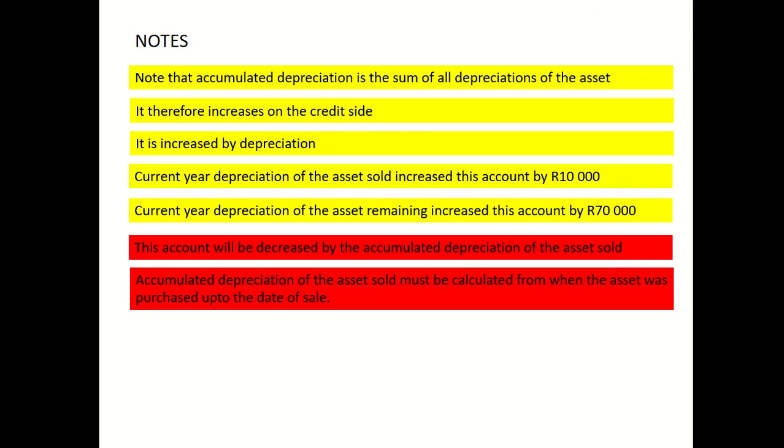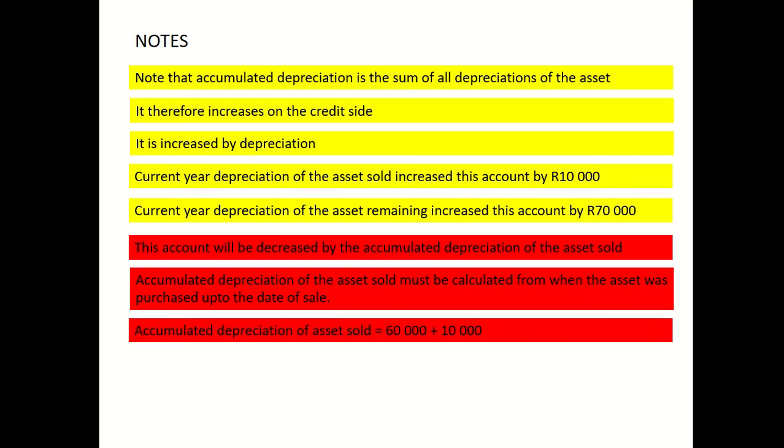Accumulated depreciation of the asset sold must be calculated from when the asset was purchased, which was the 1st of January 2012, up to the date of sale, which is the 30th of April 2014. Accumulated depreciation of the asset sold is 60,000, which was the balance at the beginning of the year on the 1st of January 2014. And I showed you how we got that 60,000 rand. But I know you probably forgot again. I'll remind you. It is the 30,000 for the 2012 financial year plus the 30,000 for the 2013 financial year. So on the 1st of Jan, our accumulated depreciation was 60,000 rand.